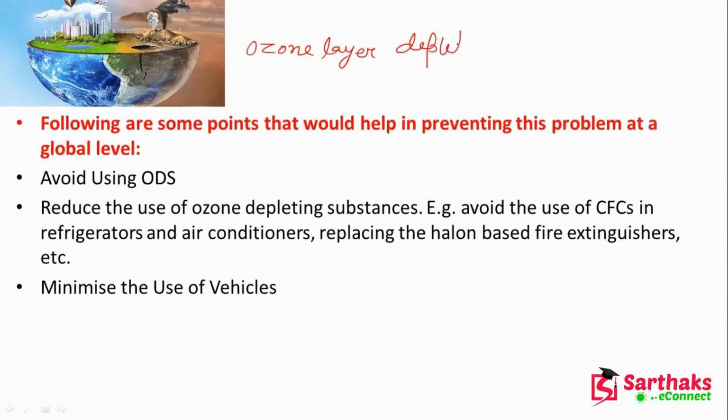Ozone layer depletion is a very major issue now. Some points we are including here will help us prevent this problem at a global level. First, avoid using ODS. We know that ODS include CFCs and HCFCs. There are a lot of different types of gases that are very harmful for us, so we try to avoid the use of ODS and reduce the use of ozone depleting substances.